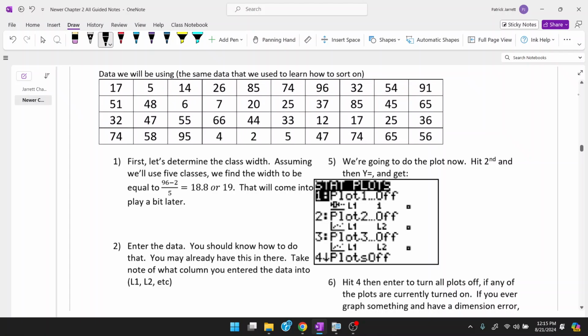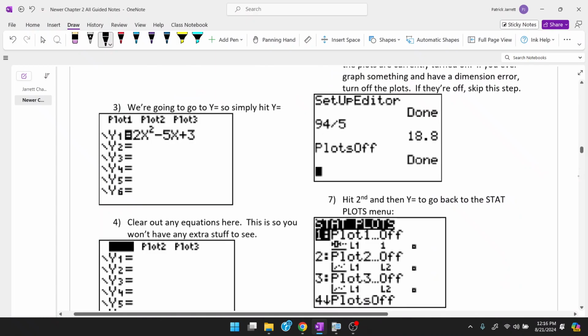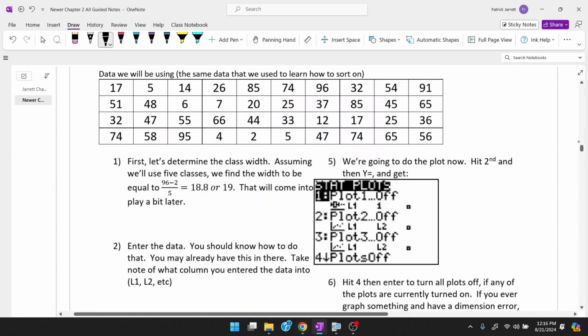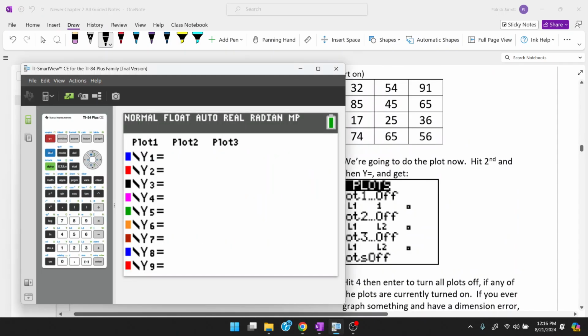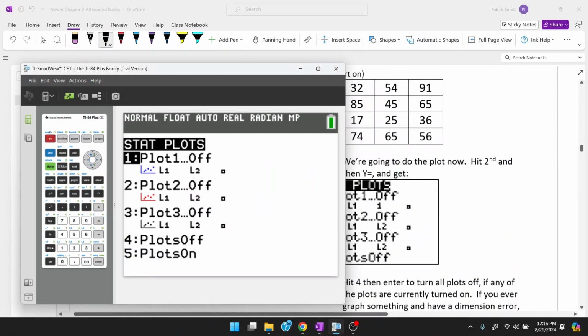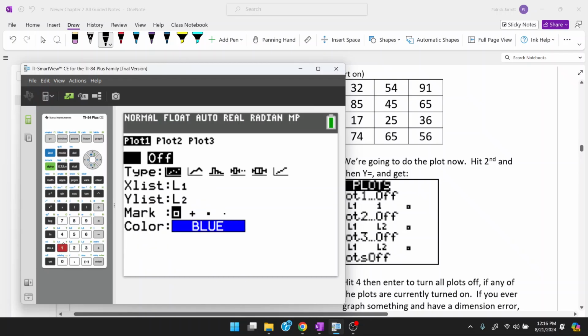What was it? 100. Now, enter the data and then clear out any equations, and here's what we're going to do. We're going to go ahead and do our plot now, so you'd hit second and stat plot. And you notice you have options. And we're going to turn this plot on.